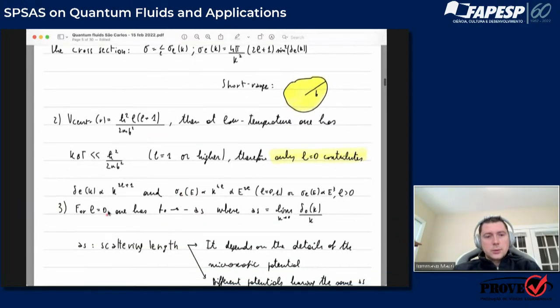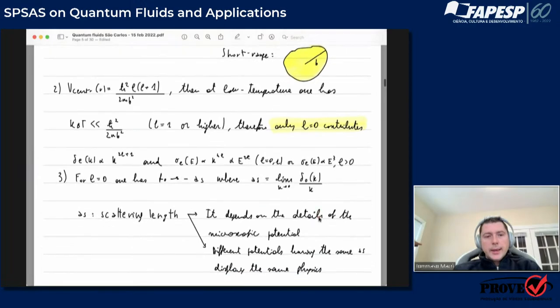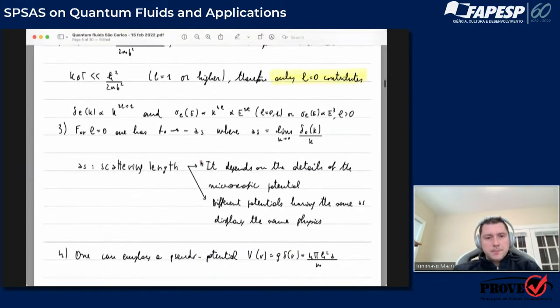Now for L equal to zero, the S wave, one has that the scattering amplitude basically is a constant, which can be written as minus a_s, where a_s is the limit for k going to zero of the ratio between the scattering phase shift delta zero divided by k. Importantly, the scattering length depends on the details of the microscopic potential. So in principle, if you have a certain shape of the microscopic potential, you can derive the scattering length from first principles. However, and this is the important fact, different potentials having the same scattering length display essentially the same low energy physics. What is the implication of that?